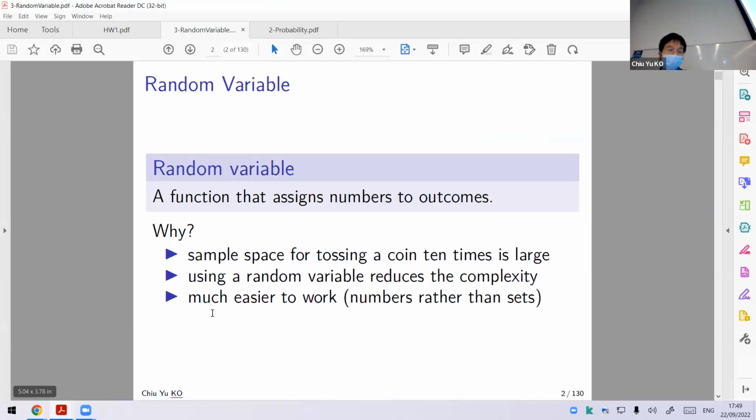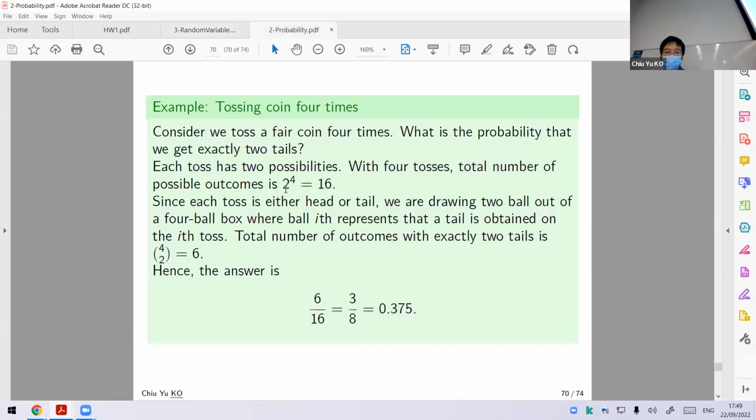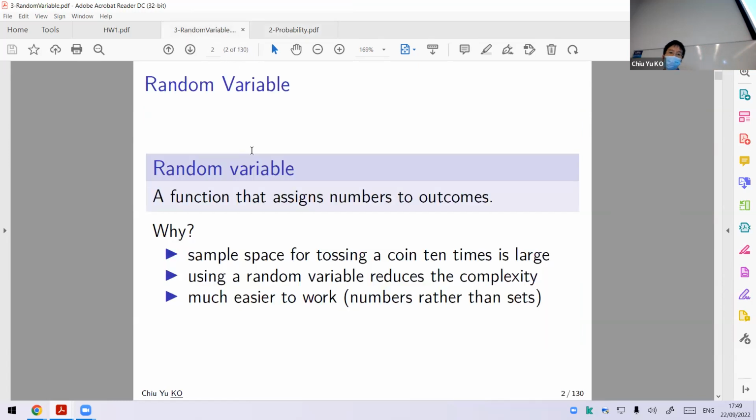So when you do the calculation, it's very complicated, because the order matters. Very often, we don't care about the order. You just care about tossing a coin 10 times and how many times you get a tail. Then you only have 11 possible outcomes: 0, 1, 2, 3, 4, 5, 6, 7, 8, 9, 10. So instead of 1,000, you only care about 11, which is much easier to work with.